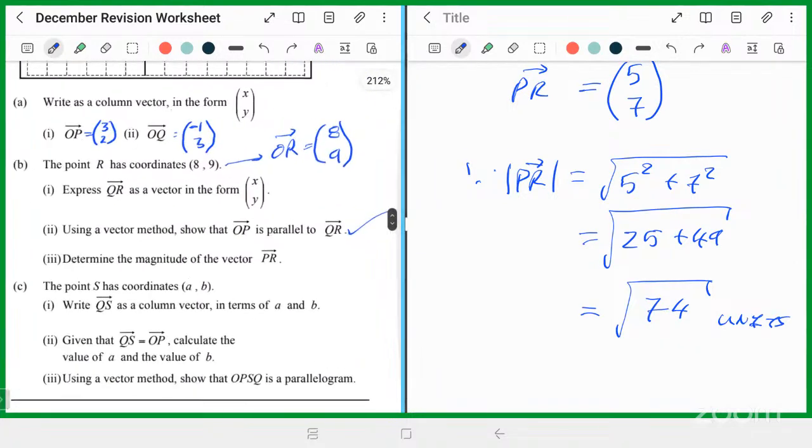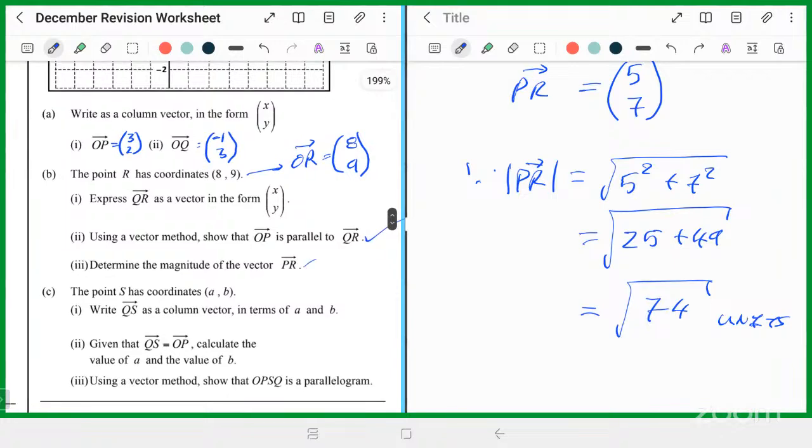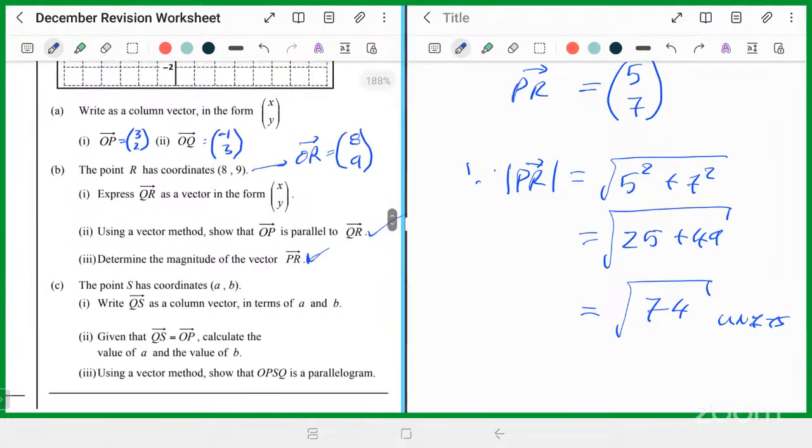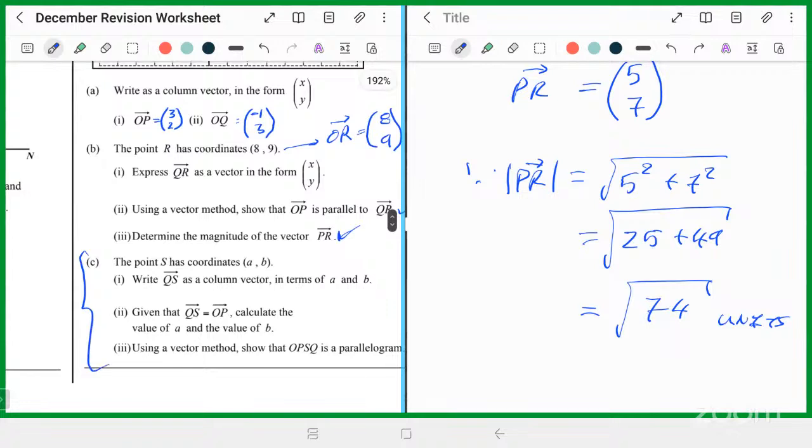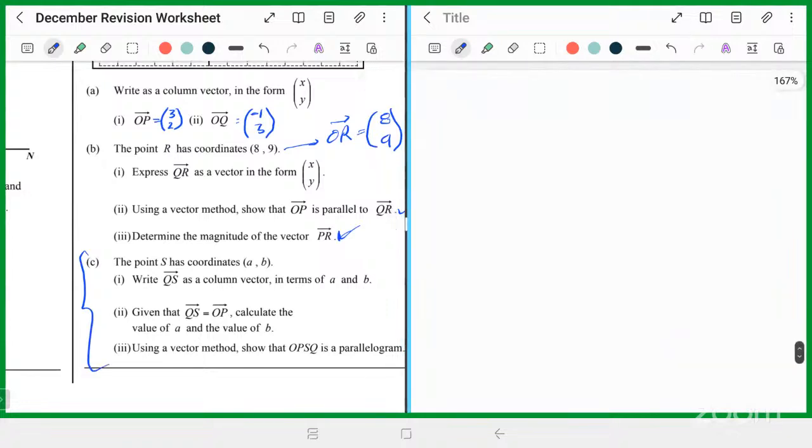Oh, no. Let's retry it here, sir. Come to part B, it's a nice question with so many parts. Lovely. Come to part C. Part C introduces a point S, and it tells us that it is (a, b), so we don't know the values. It says write QS as a column vector in terms of a and b, meaning a and b must be the answer. All right? So we want the vector QS.